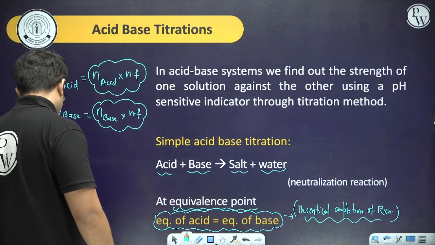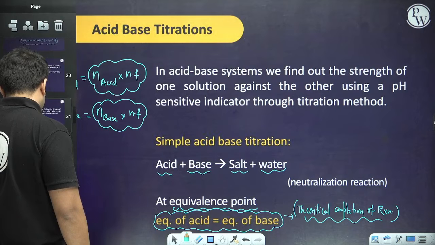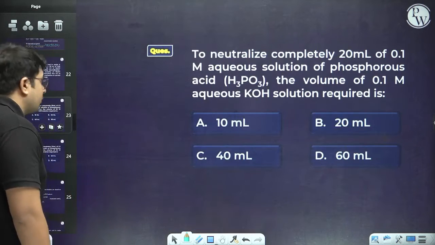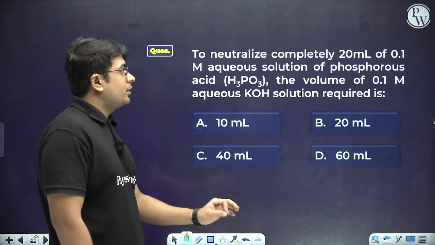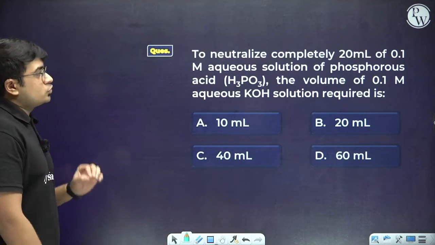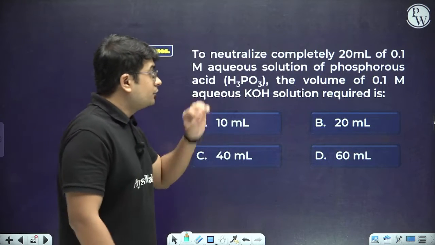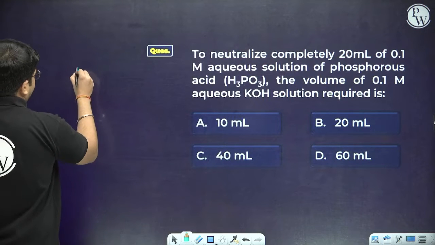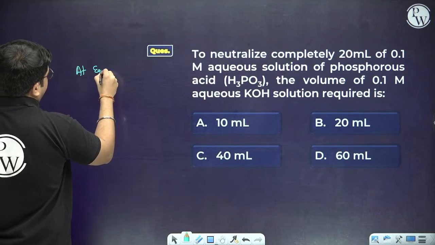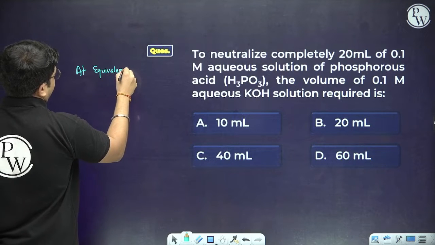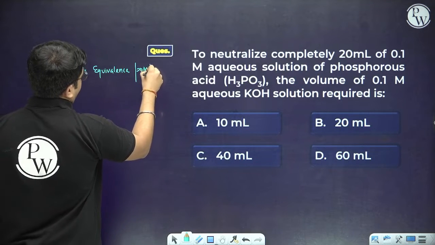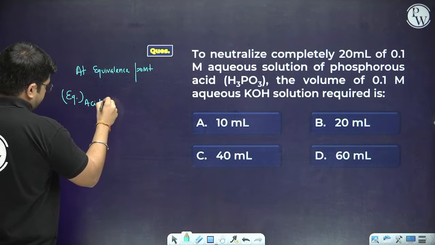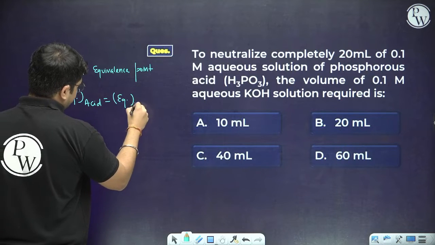Only two things are there. I have included certain questions related to the entire part, for example this type of question: to neutralize completely 20 ml of 0.1 molar aqueous solution of phosphorus acid, the volume of 0.1 molar aqueous KOH solution required will be? So at the equivalence point, you know that equivalents of acid should be equal to equivalents of base.